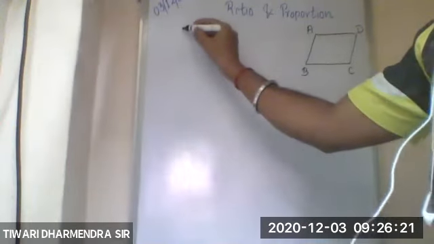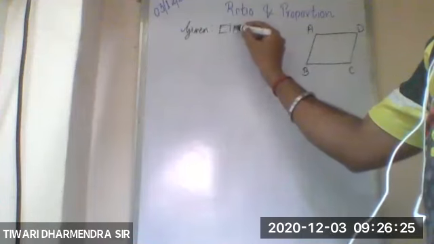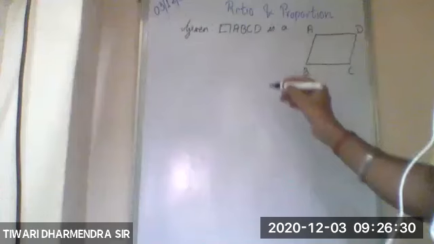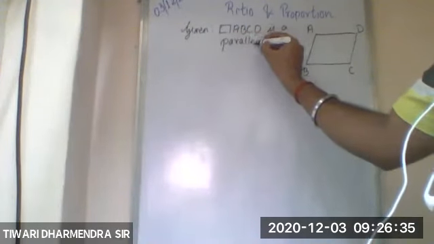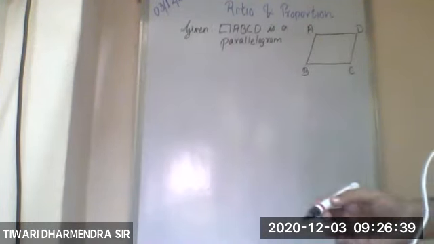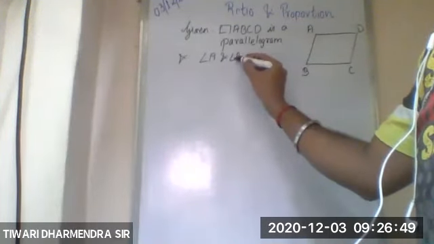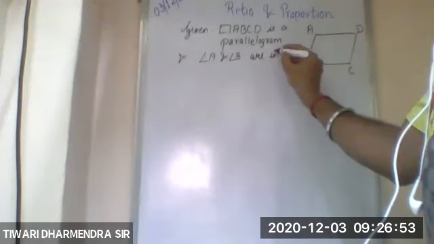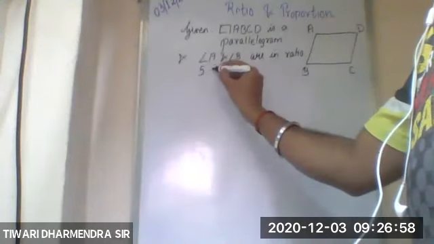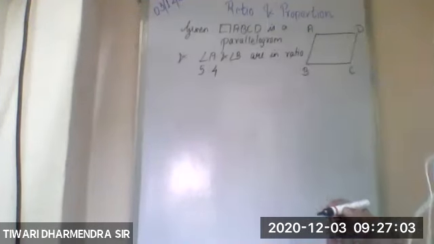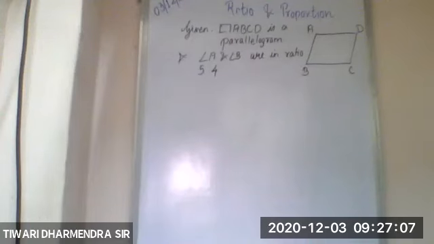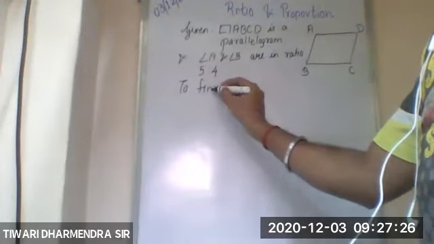So given quadrilateral ABCD is the parallelogram, and angle A and angle B are in the ratio 5:4. Whenever we have the ratio of any two entities, we just take their common multiple and we proceed. Same thing is to be done here. What they're asking us to find is angle B.